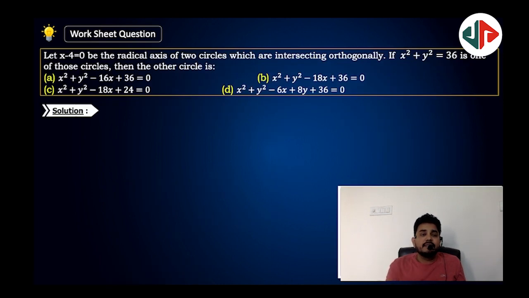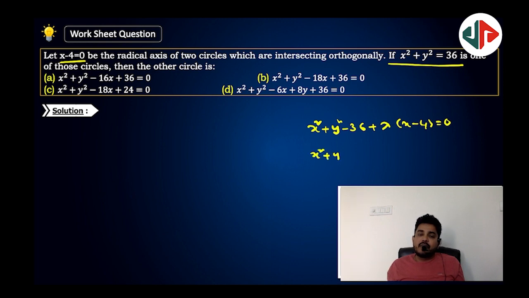Next question is, if x minus 4 is equal to 0 is the radical axis of two circles which are intersecting orthogonally, if one of these circles is given, what is the required circle? x square plus y square minus 36 plus lambda times of x minus 4 is equal to 0. So this is x square plus y square plus lambda x minus 36 minus 4 lambda is equal to 0.